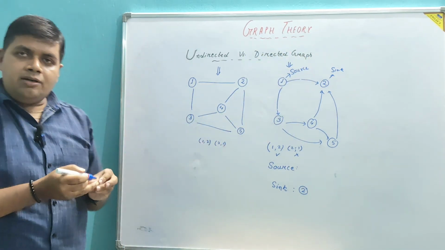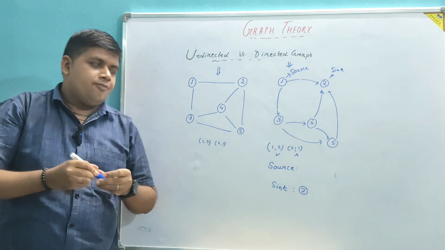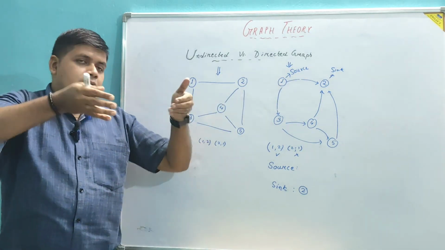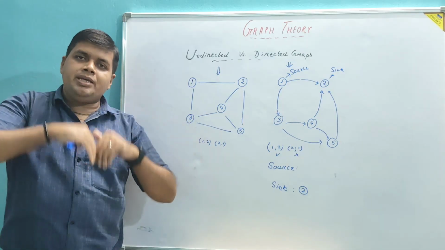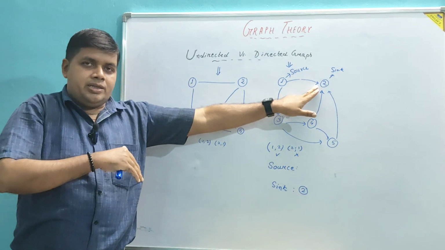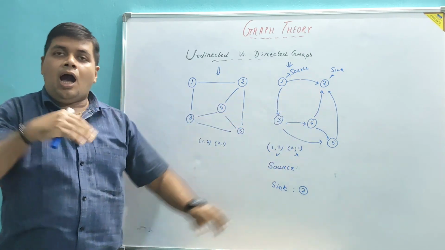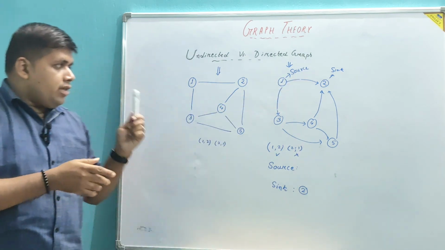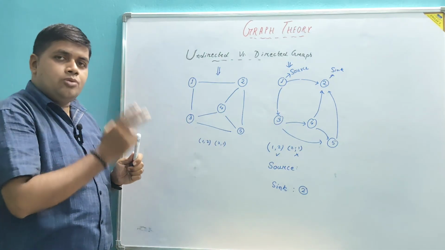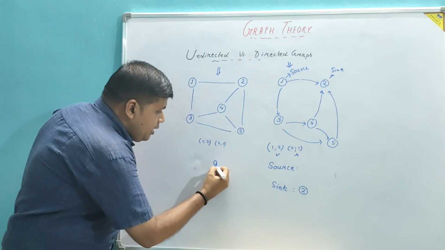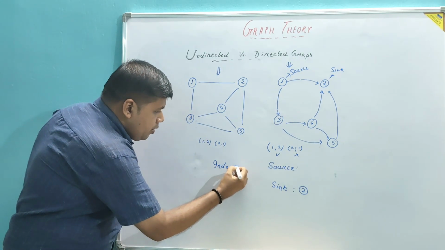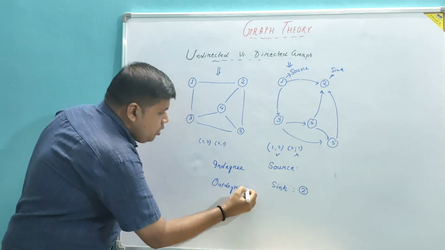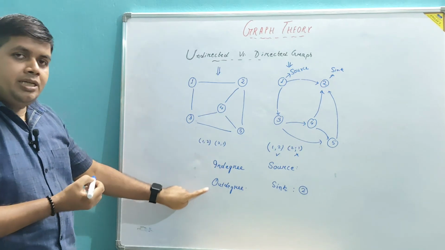So in case of a directed graph, source refers to a vertex into which there is no incoming edge. However, sink is a vertex from which there is no outgoing edge. So that is all about source and sink. Associated with source and sink, there are two more terms that are required. One is in degree, another is out degree. So for every node we have in degree and out degree.